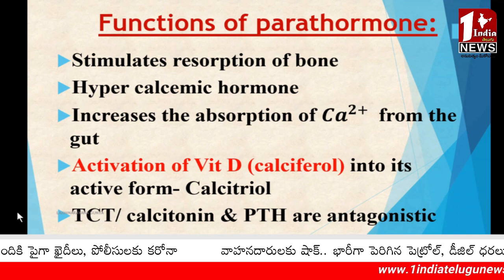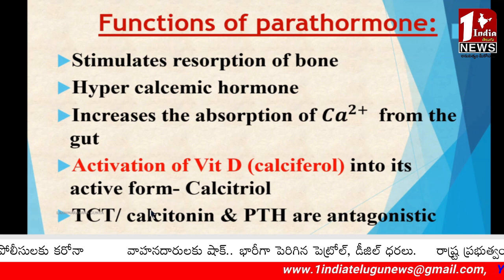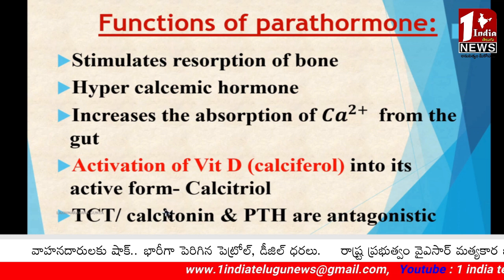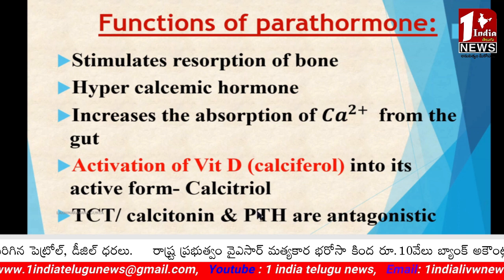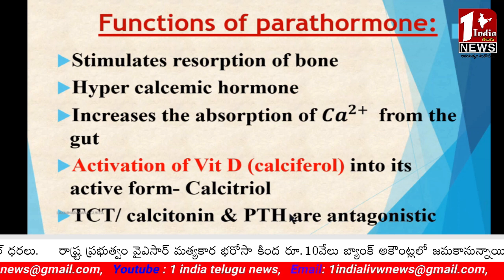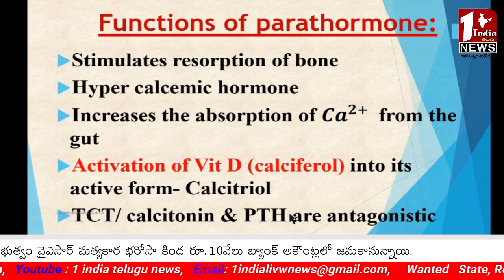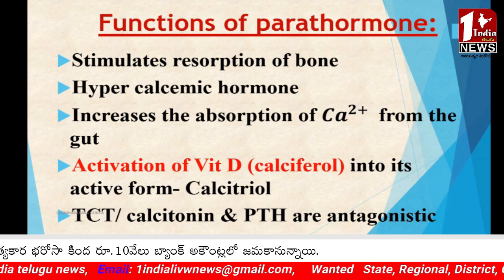Calcitonin is a hypocalcemic hormone, meaning it decreases the level of calcium in the blood, whereas parathormone increases the calcium level in the blood. It is called a hypercalcemic hormone.